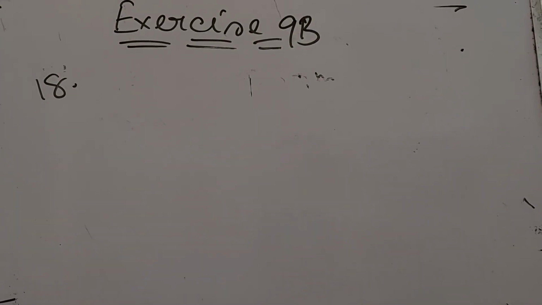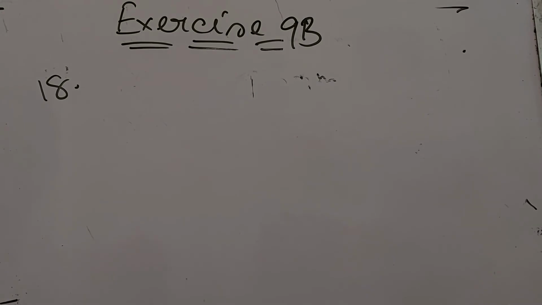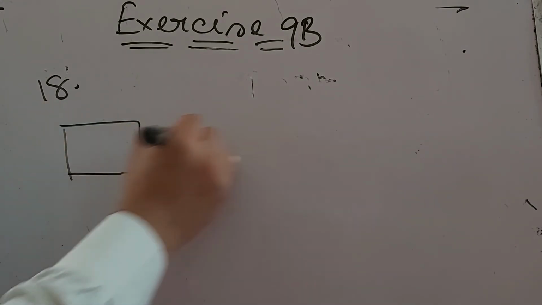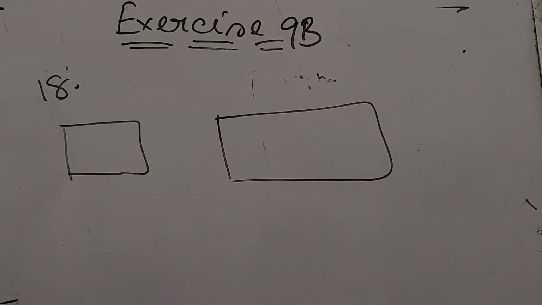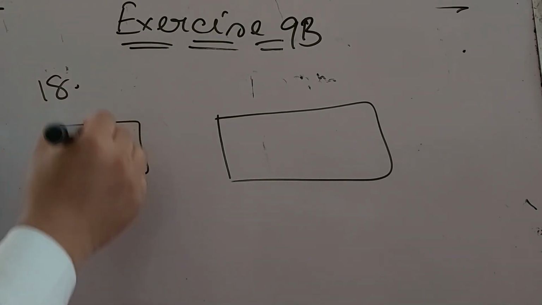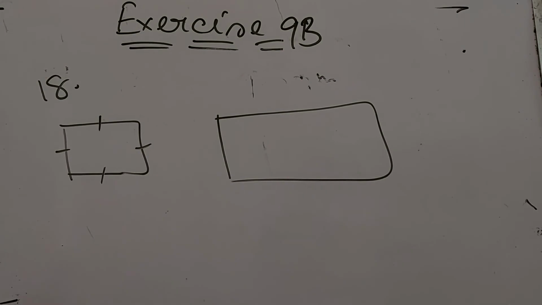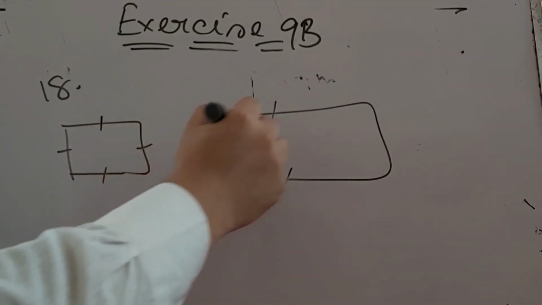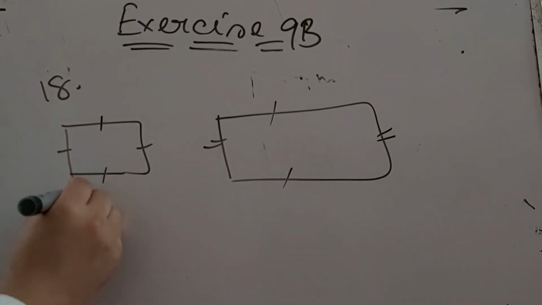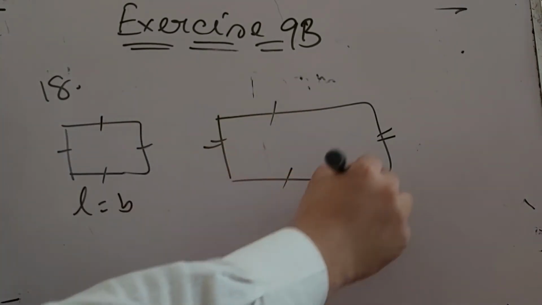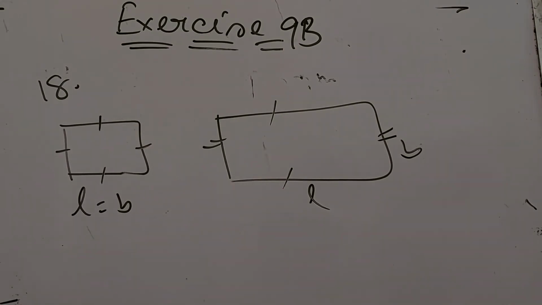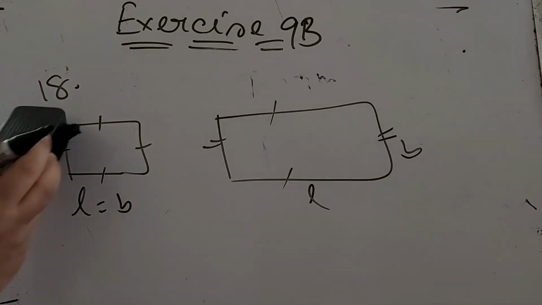Now number 18. Number 18 says the area of a square is 289 square meter. Find its length. Very easy problem. So what is the difference between a square and a rectangle? In a square every side will be equal, but in a rectangle opposite sides are equal. So we can say in a square length and breadth are the same, but in a rectangle length and breadth are not the same. So here we have to find out the length.